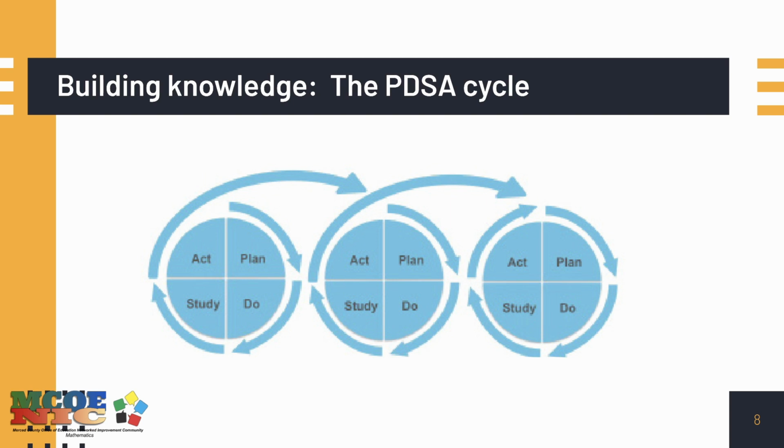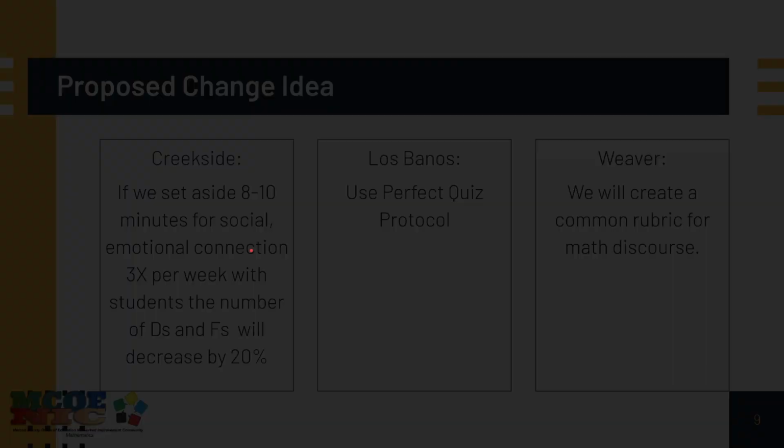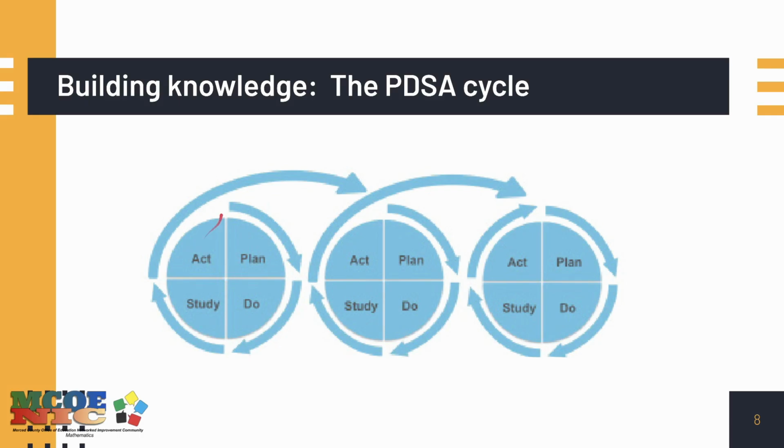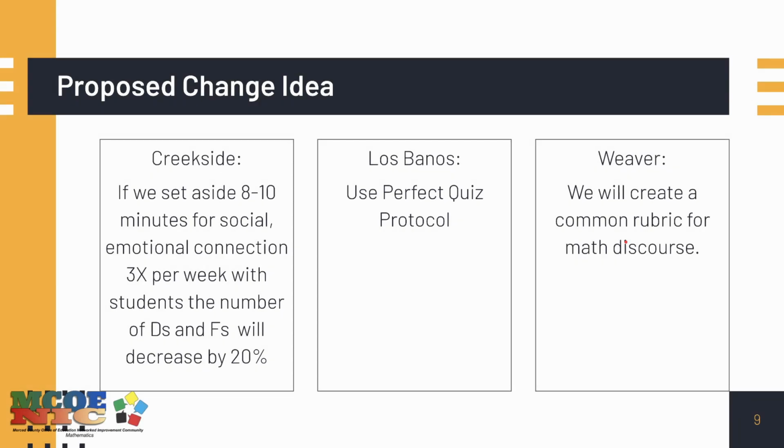In fact, in improvement science, we often call this failing our way towards a success, because each plan, do, study, act is going to reveal some deeper understanding so that you can continue doing your plan, do, study, act, and you're going to fail your way towards a success.